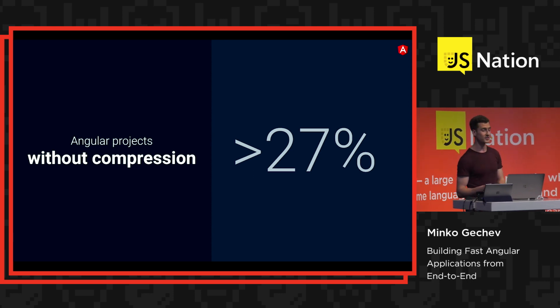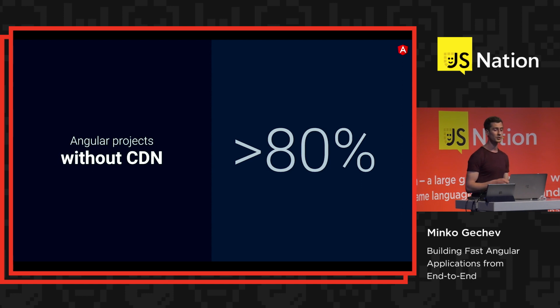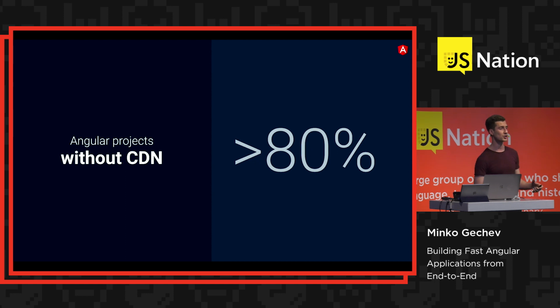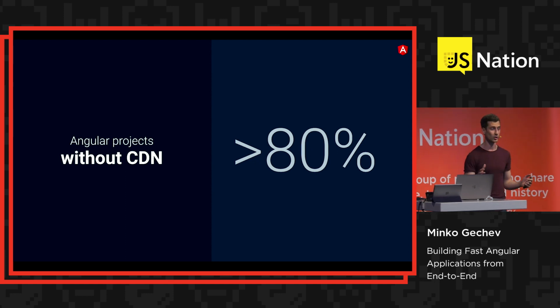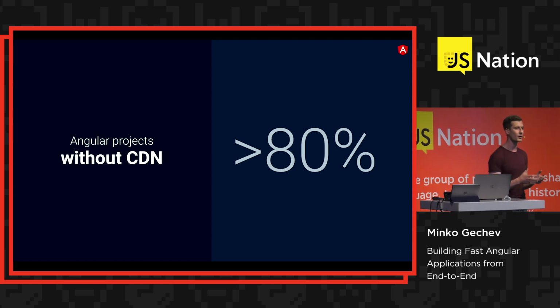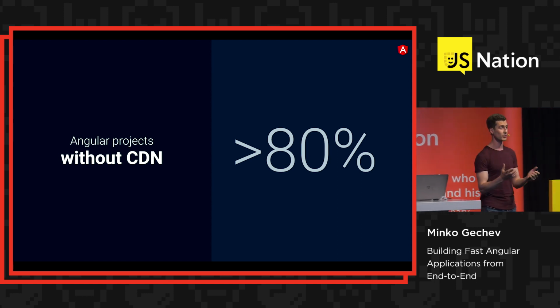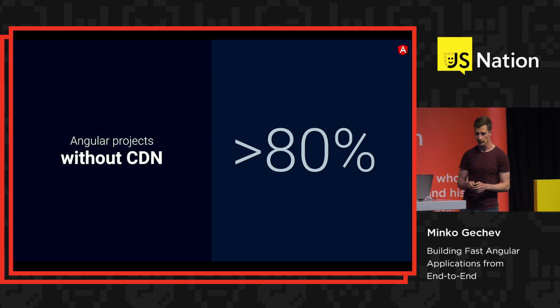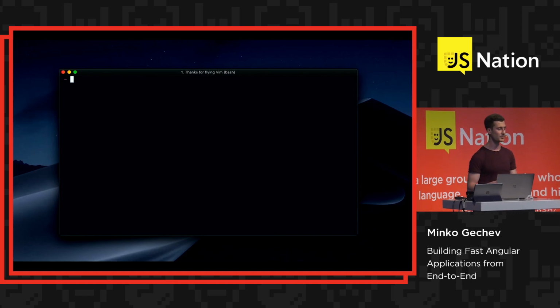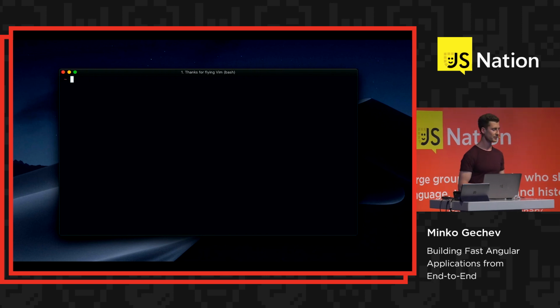We also noticed that over 80% of apps are not using CDNs. And if we're building an application that should be consumed around the globe, this is a very low-hanging fruit that we should definitely take advantage of. We want to provide our static assets from the closest geolocation to our users. In order to provide best practices directly from the Angular CLI, we worked on ng-deploy.